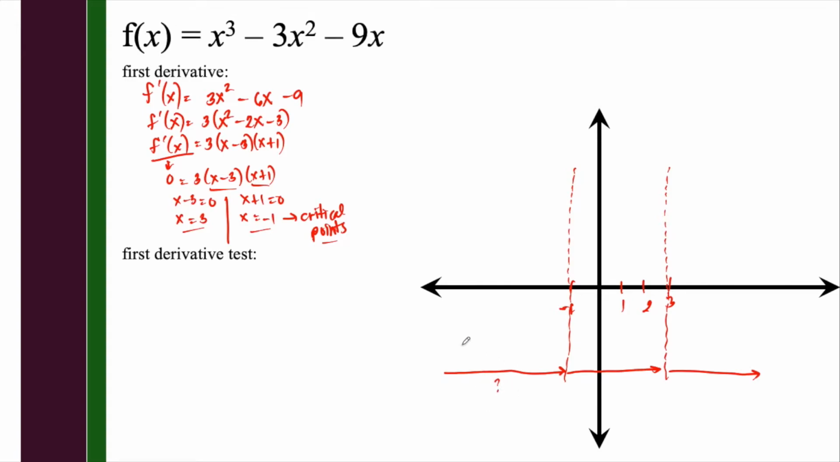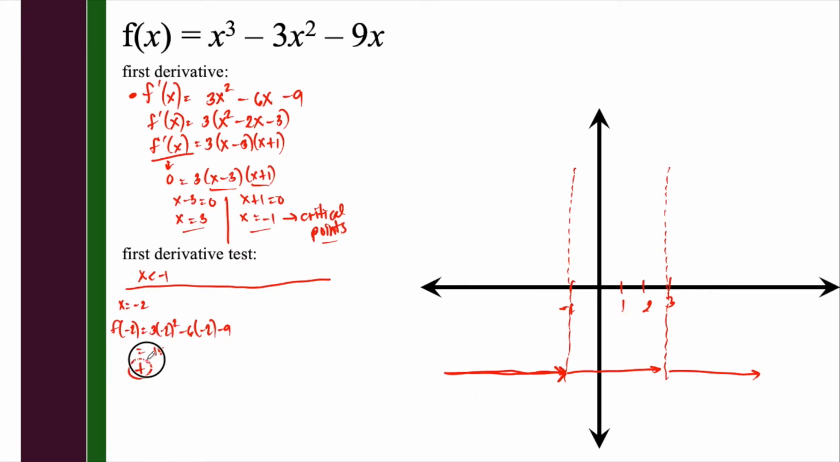So let's determine this first. For x less than negative 1, let's try x equals negative 2. Again, any value that's less than negative 1. We're going to substitute that negative 2 into the first derivative. So substituting negative 2, we have 3 times negative 2 squared minus 6 times negative 2 minus 9. That is 12 plus 12 minus 9. That's 15, and that's positive.